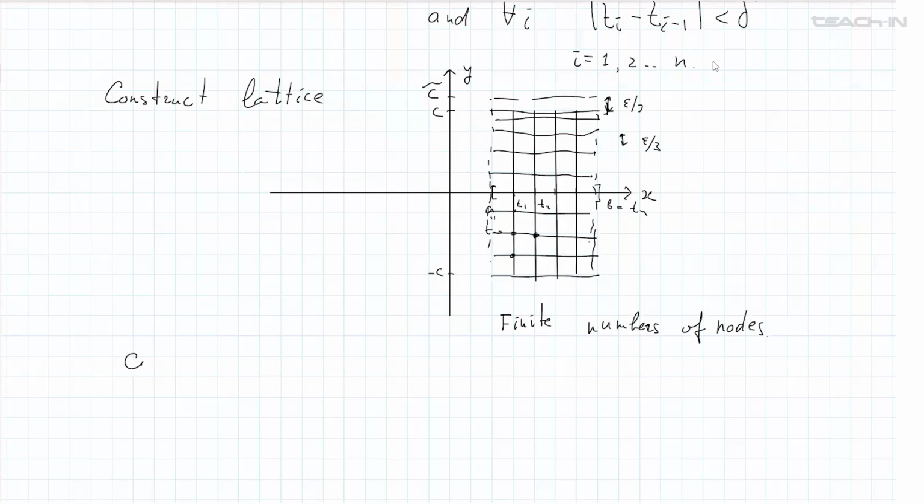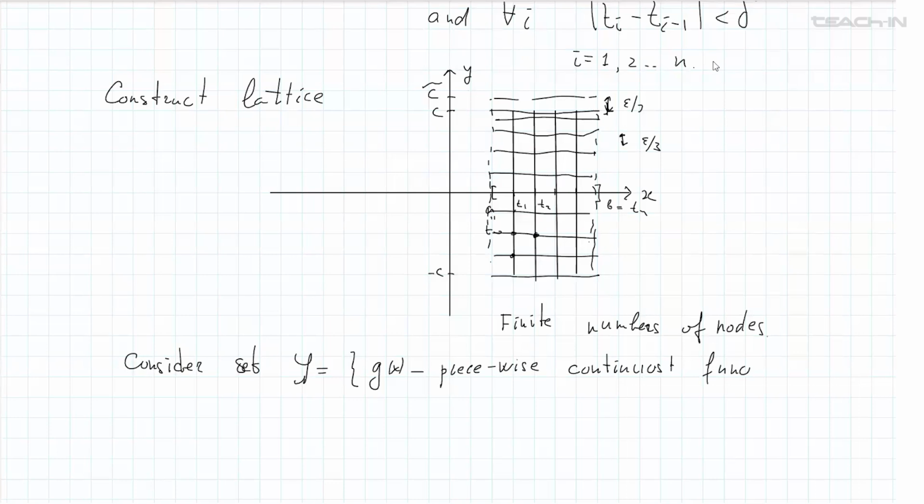So then consider the set Y, g of x, piecewise linear functions passing through a node of our net.